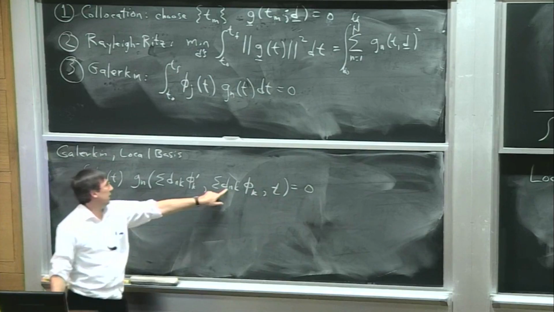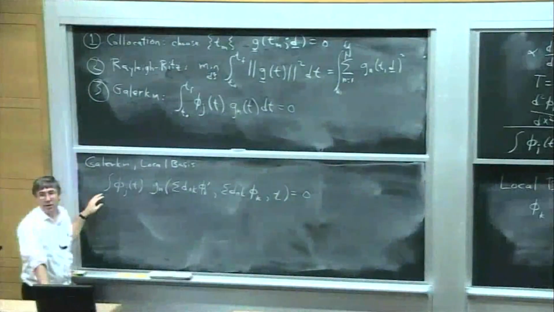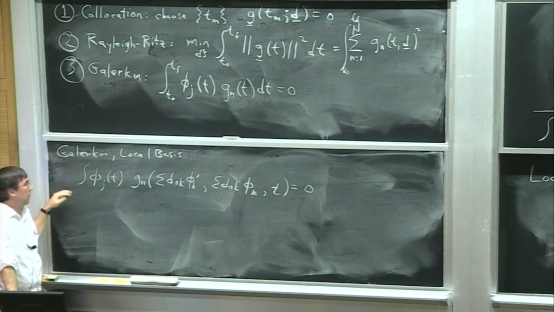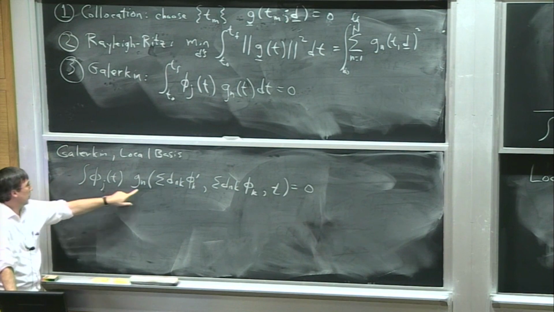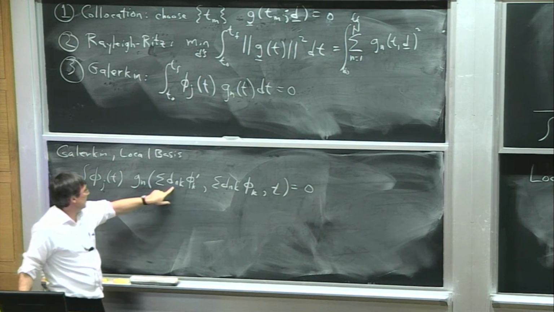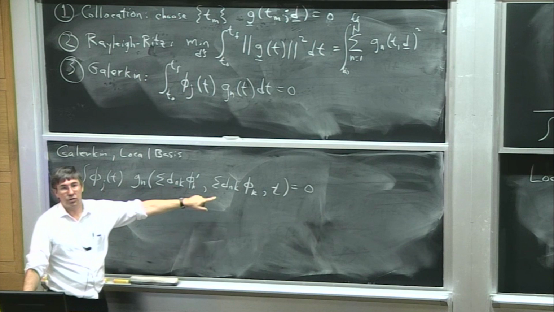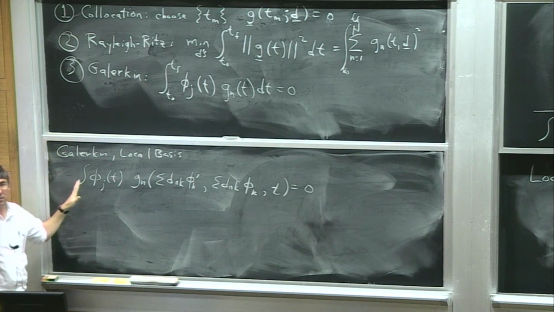But we're trying to find the d's that are going to force all these integrals to be 0. We have a lot of different j's we're going to try. We want this to be true for all the n's, and then we adjust these d nk's to try to force this to be 0. That's the main problem. And on top of this, there are some equations for the boundary conditions too.